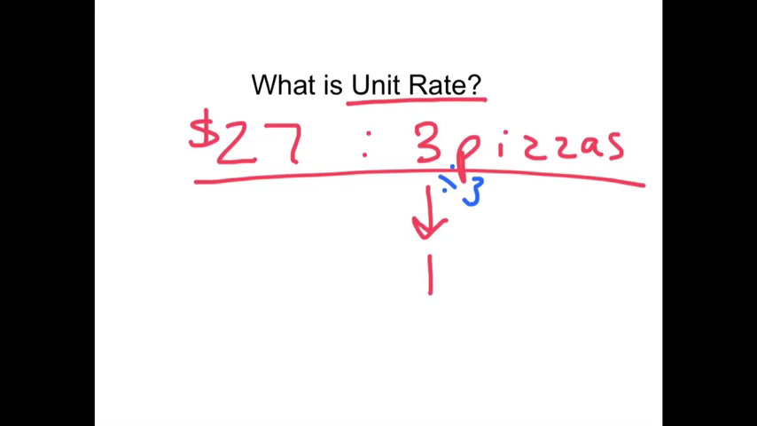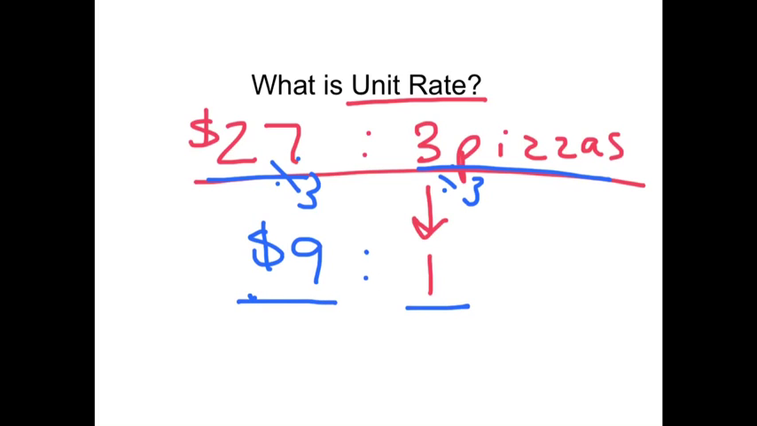And like when we find equivalent fractions, if you do it to one of the numbers, you have to do it to the other. So 27 divided by 3 means $9. So hopefully this makes sense. It was $27 for 3 pizzas. If we figure it out now, for 1 pizza, it's only $9 for that 1 pizza. So we're comparing it to 1, and it's called a unit rate because this is a single unit.